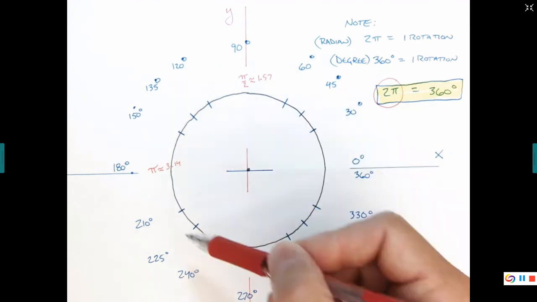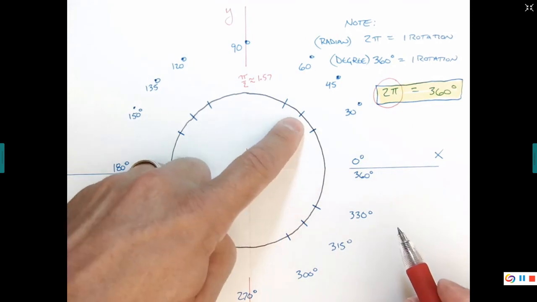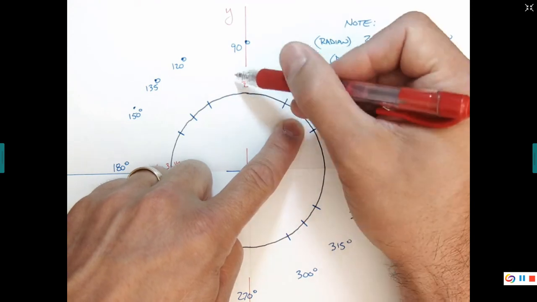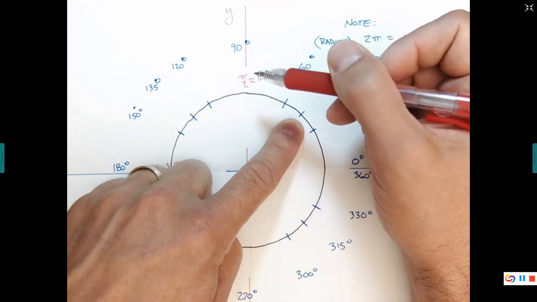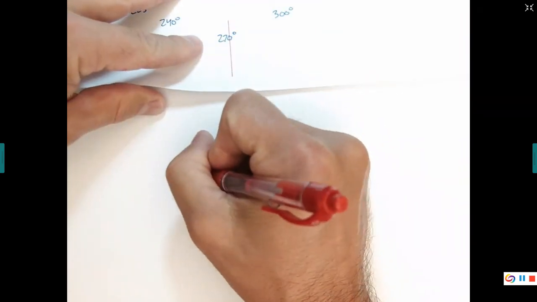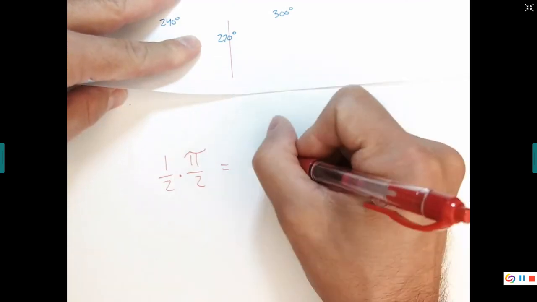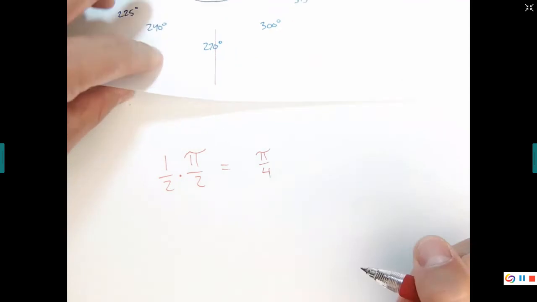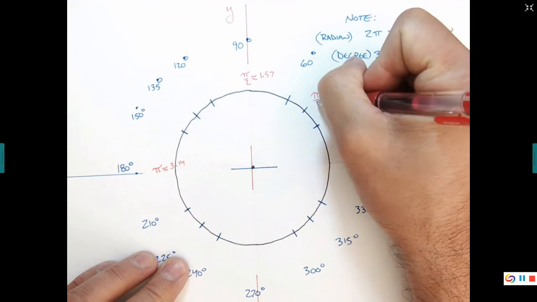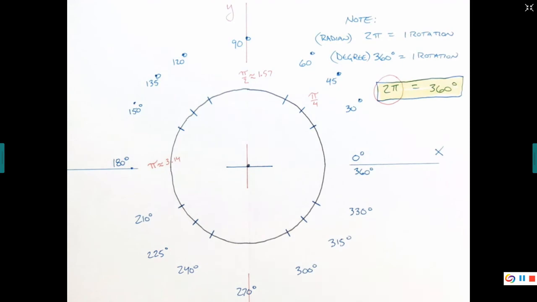Let's map all of these out. I think I'll pick one right here, a convenient one. 45 degrees is half of pi over 2. So if I multiply pi over 2 times 1/2, pi over 2 times 1/2 is pi over 4. Now this becomes very convenient. Pi over 4 is this right here.